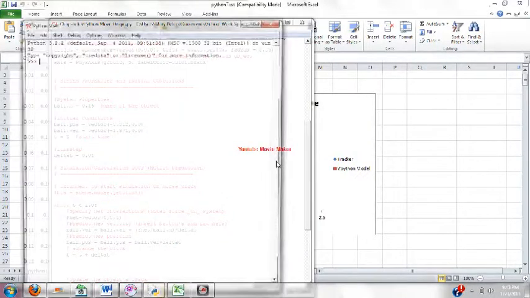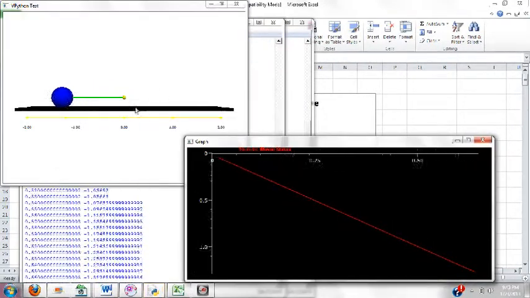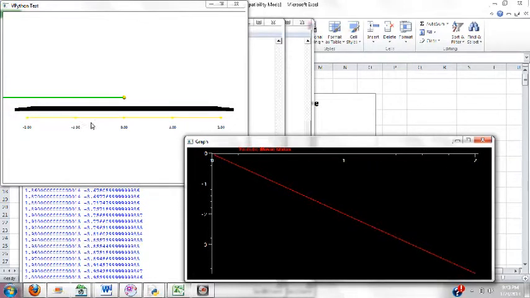So we can run this and see that the jar would begin just to the left of the origin and move in the negative x direction at a constant speed.